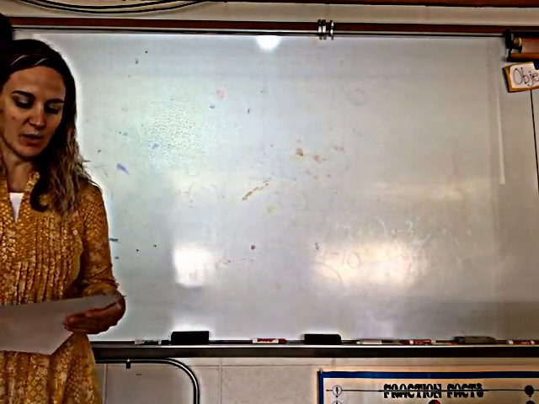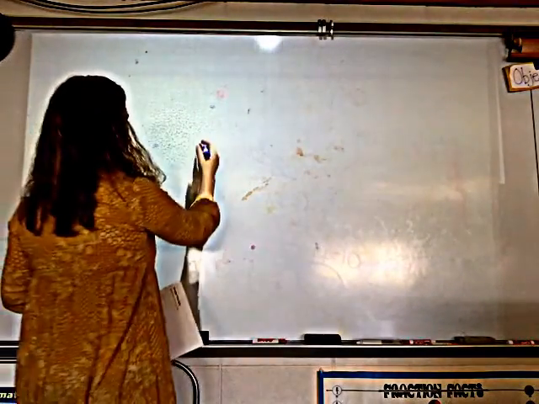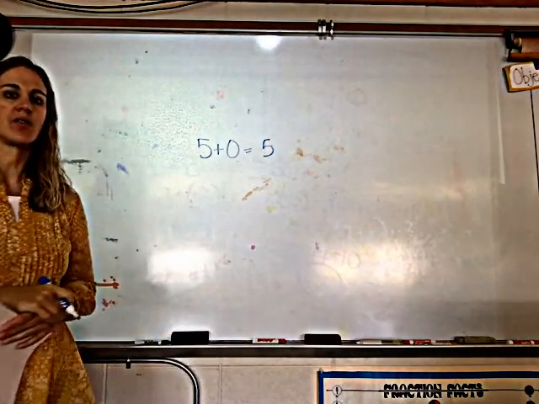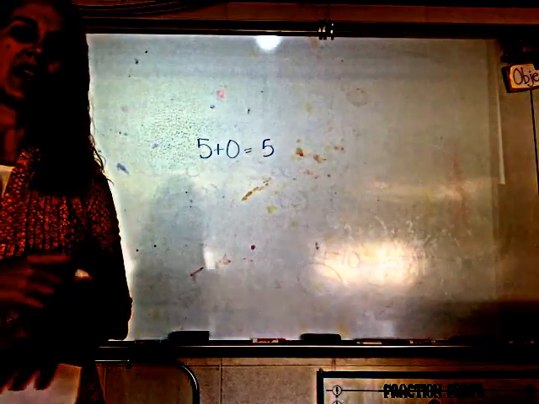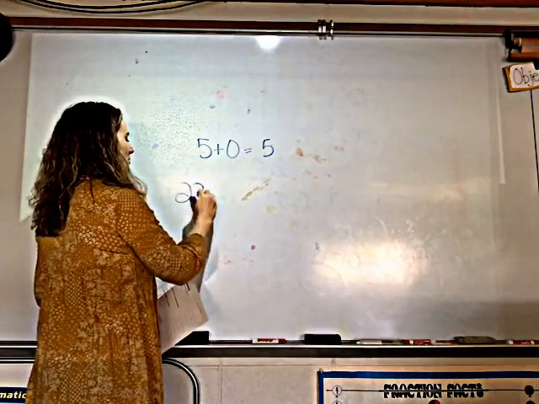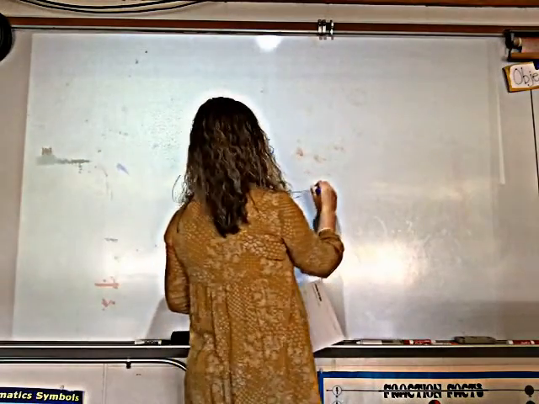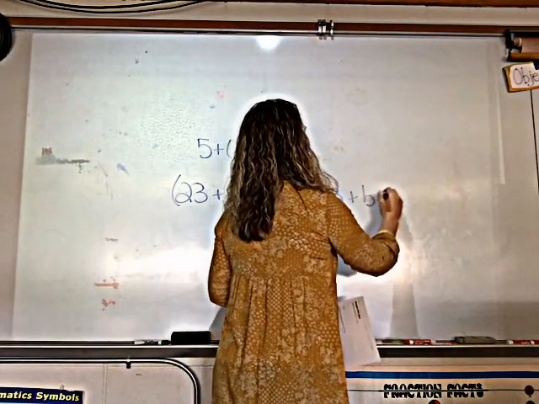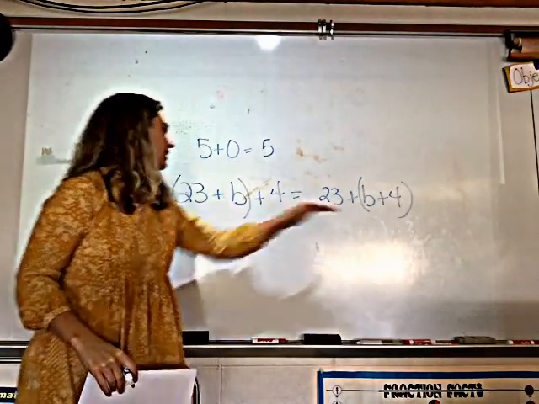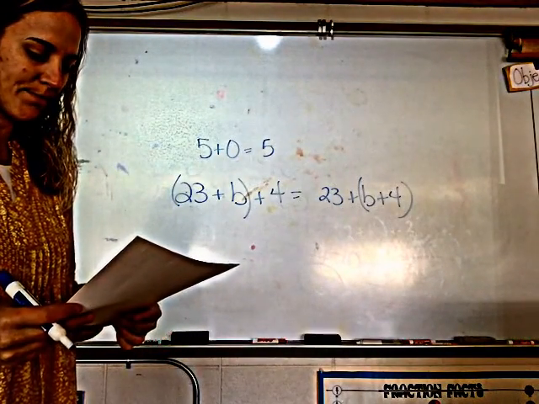Okay? Other practice ones that you may want to look at would be naming properties or identifying properties. So I might have 5 plus 0 equals 5. Okay, so that could be one that you might see. You may want to look at it and ask yourself what property is being shown. Okay, another one could be if I have 23 plus b plus 4 equals 23 plus b plus 4. Okay, again, you're going to notice numbers are the same. Look at what changes. What property would that be? Ask yourself that. You can double check.